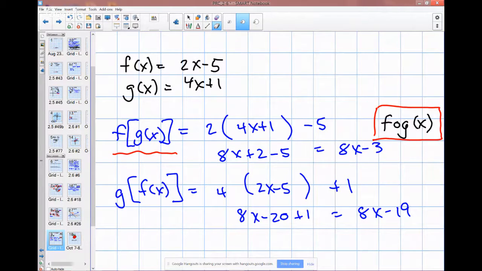So you're going to see me when I do quizzes and tests, I'm going to write my functions like over there on the left with a rectangle, okay? But you're going to see those little circles.